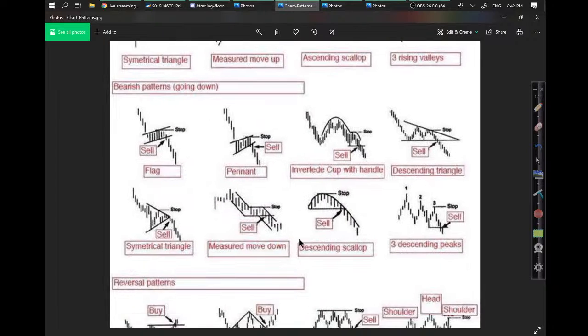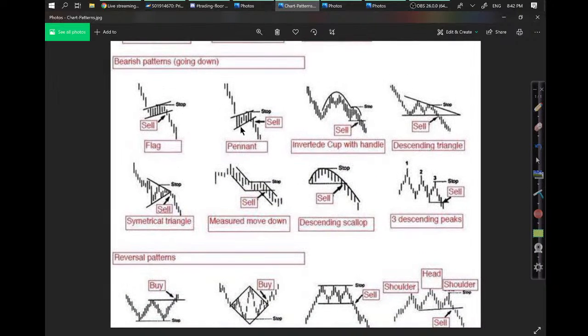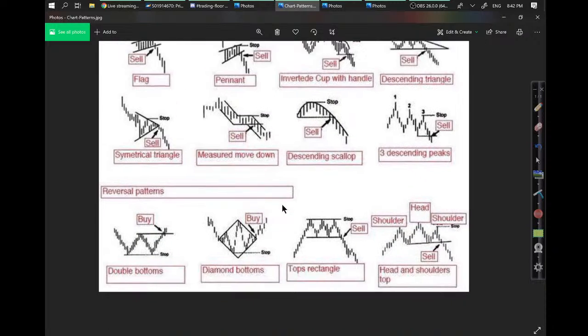Now there are also bearish patterns, and that's basically the reverse of what you just saw, right? Bearish flags, bearish symmetrical triangles, pennants if you break below it. If you have a wedge in a bearish trend, and then a measured move down, that's basically two consecutive waves down. Inverted cup and handle, and then descending scallops and descending triangles. You have those as well.